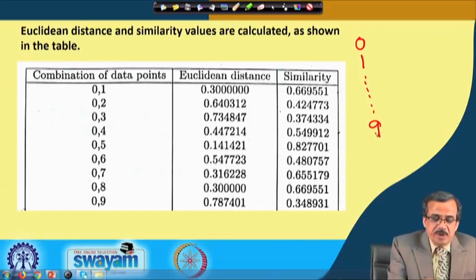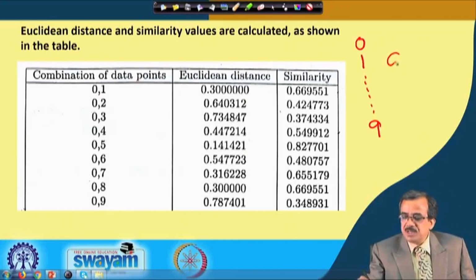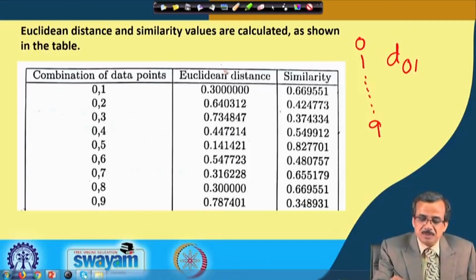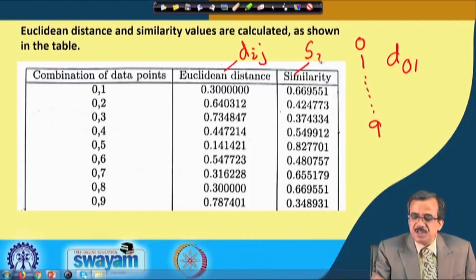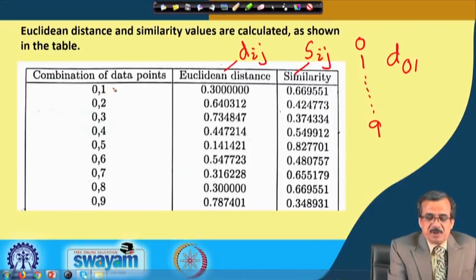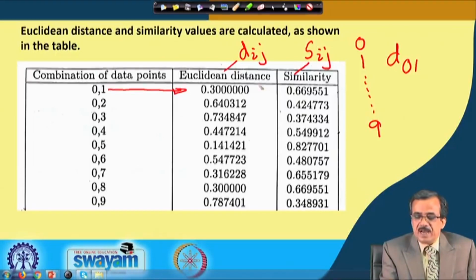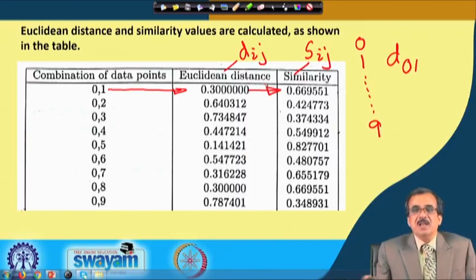So, what we do is we first determine the Euclidean distance between 0 and 1, that is nothing but d01. This is nothing but d_ij, and this is the similarity, that is S_ij. The distance between 0 and 1 we calculate the way I have already discussed, and once we get that distance value and knowing the value of alpha, we can also find out the similarity.